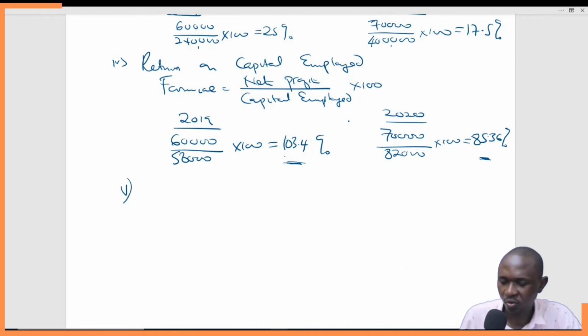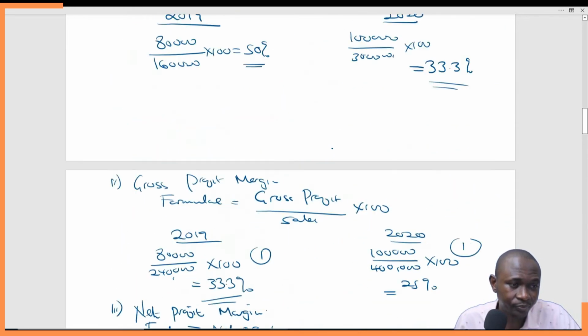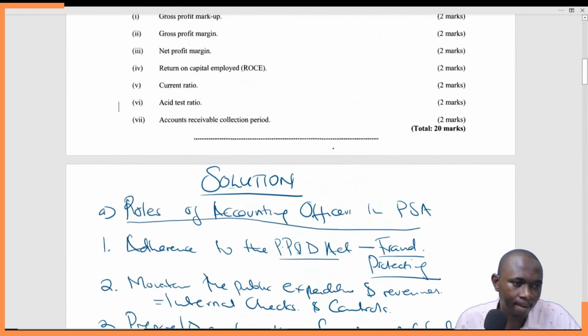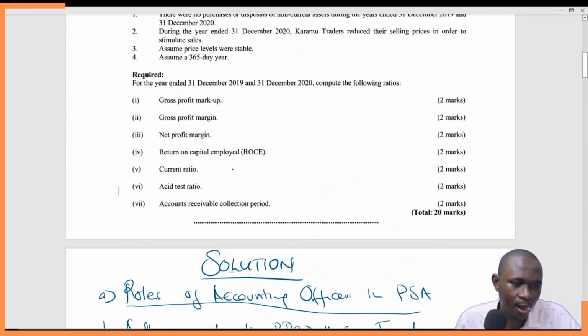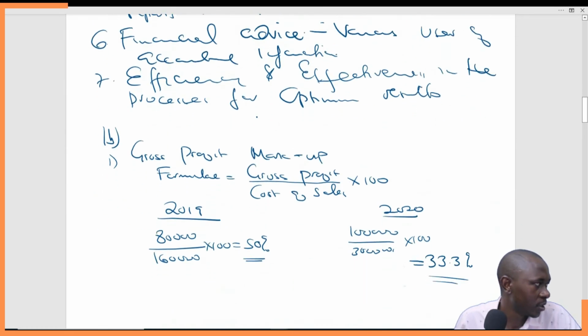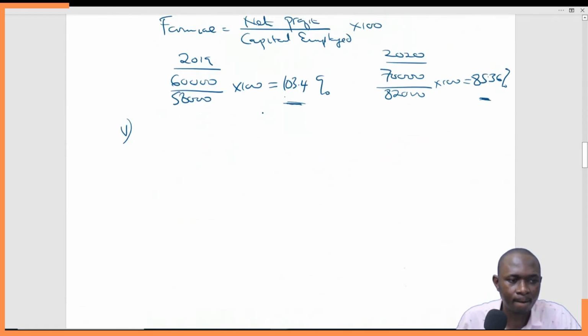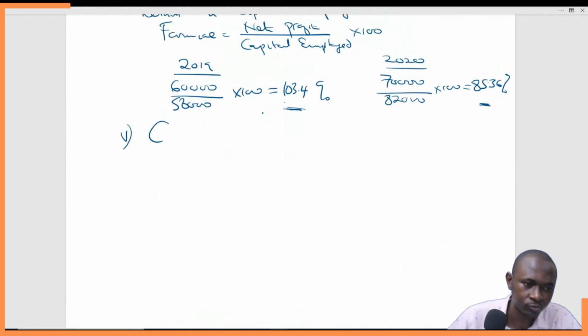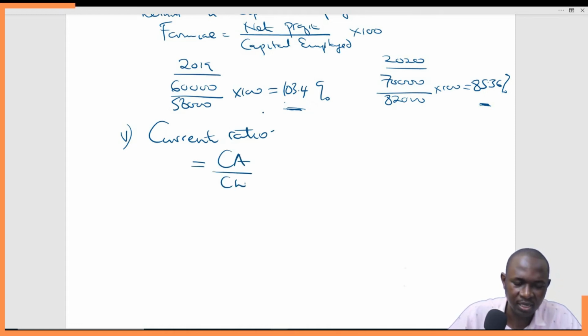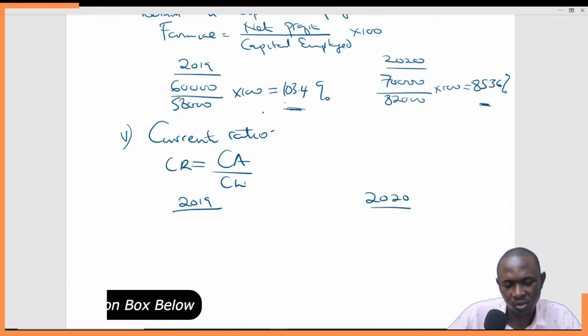So now let's go to item number 5. That is ROCE, so now the current ratio. The current ratio is equal to current assets over current liabilities. It's a ratio. So 2019, 2020.